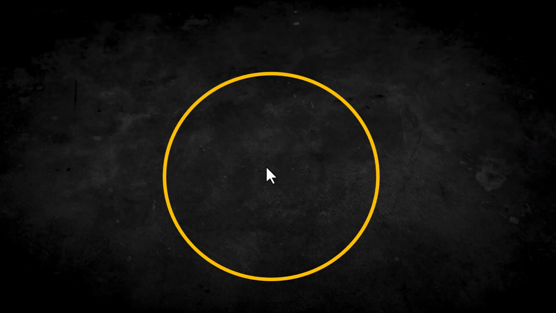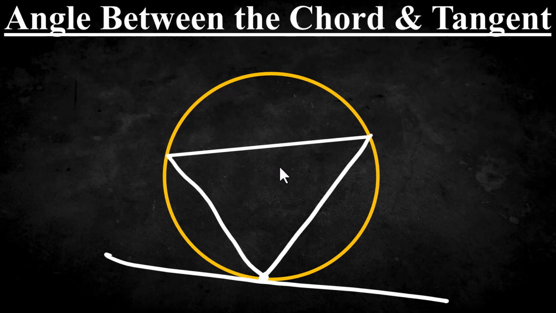Now the next property has to do with the angle between the chord and tangent. The angle between the chord and tangent is equal to the angle in the alternate segment. So if this side is theta 1, in the alternate segment this side will be theta 1. Let me use a different color. If this side is theta 2, this side is the opposite or alternate segment, that will be theta 2. So if this side is 30, this side will be 30. And if this side is 20, this side will be 20. So that is the angle between the chord and the tangent.